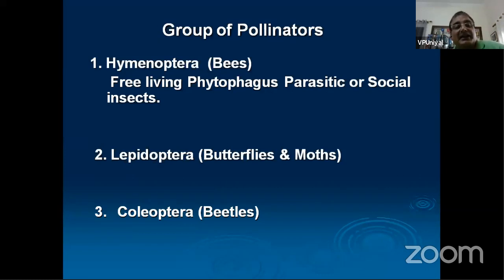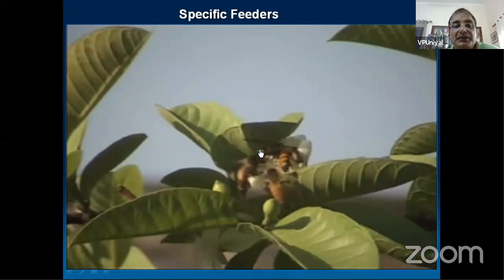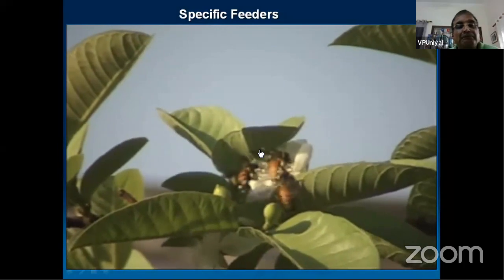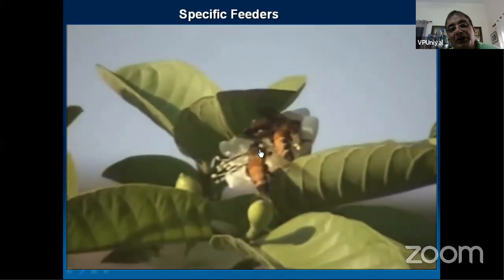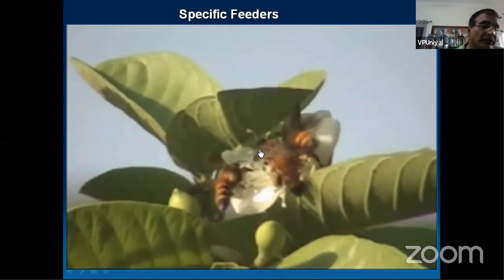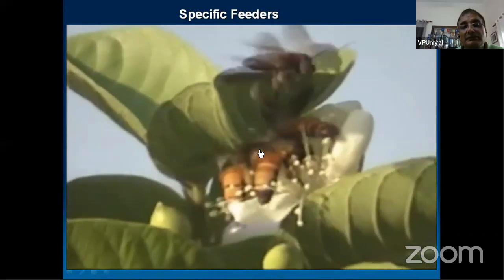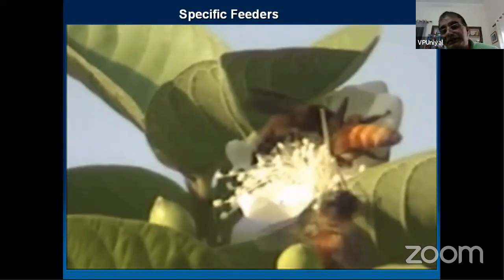Some are phytophagous, some parasites. The second group is the butterflies and moths, and some beetles also pollinate. Some birds and bats also pollinate, but they are not the primary pollinators. The primary pollinators are only Hymenoptera, the bees. You can see how one particular pollinator pollinates a cropping system. Only one pollinator is helping to pollinate only one cropping system; no other pollinators are feeding on it. So this is the cycling of pollinators.